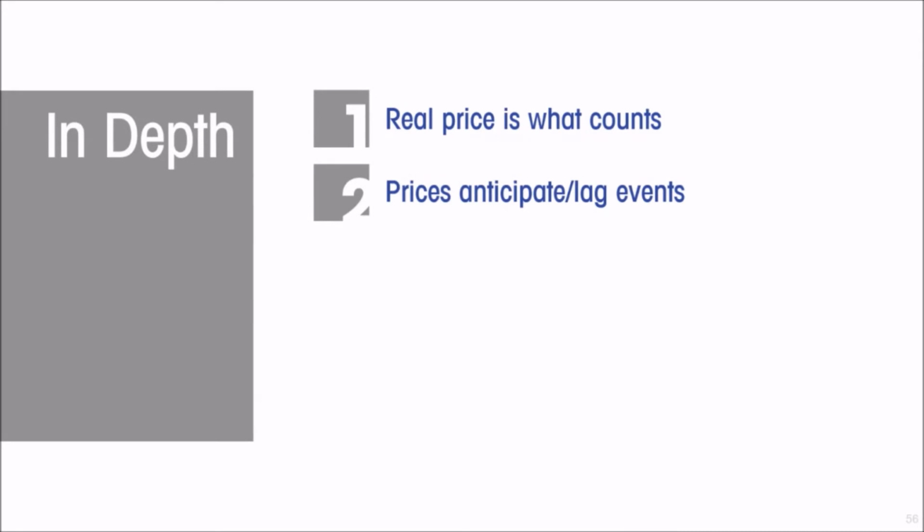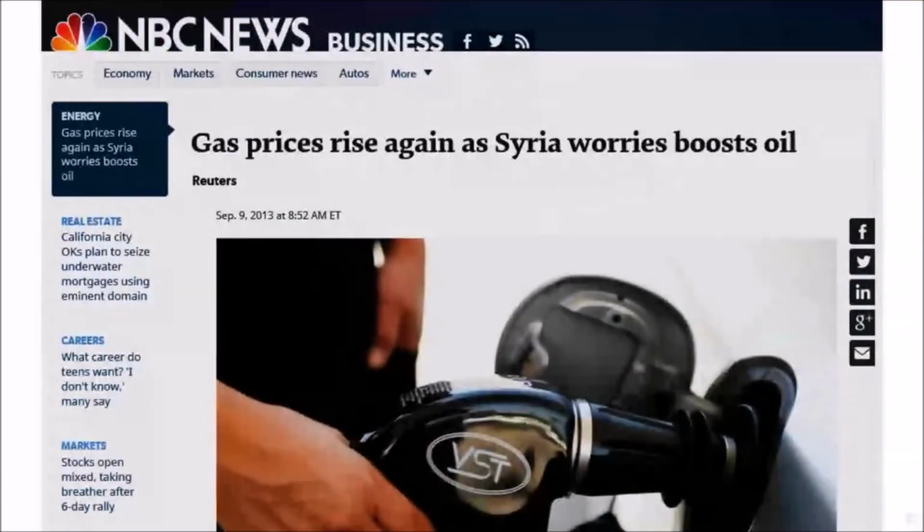Secondly, price changes to reflect changes in relative scarcity, but sometimes it may seem to anticipate or lag the event that makes it more or less scarce. It doesn't seem to move at the same time. Sometimes it looks like prices anticipate the scarcity event.